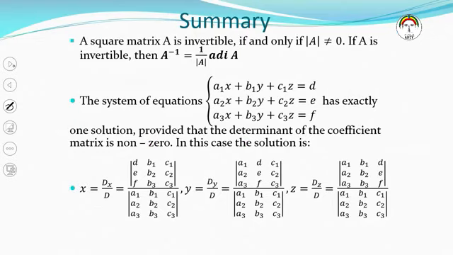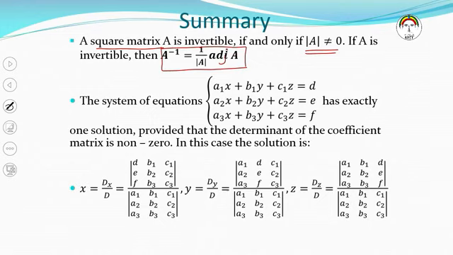So to summarize, the first concept that we have seen today is about the inverse. A square matrix A is invertible if and only if its determinant is different from 0. And if A is invertible, then the inverse of A is given by this formula: the adjoint of A over the determinant of A.